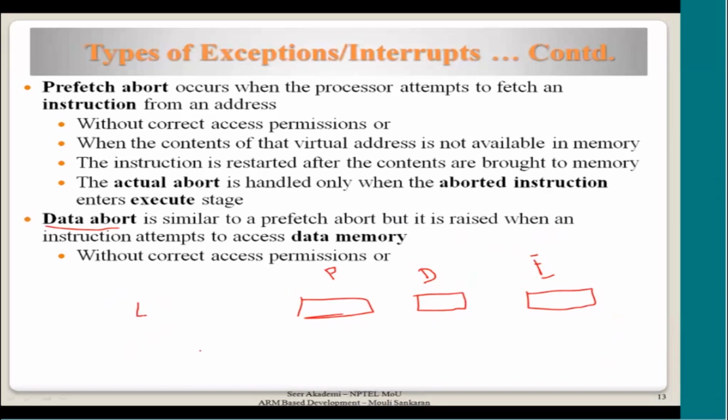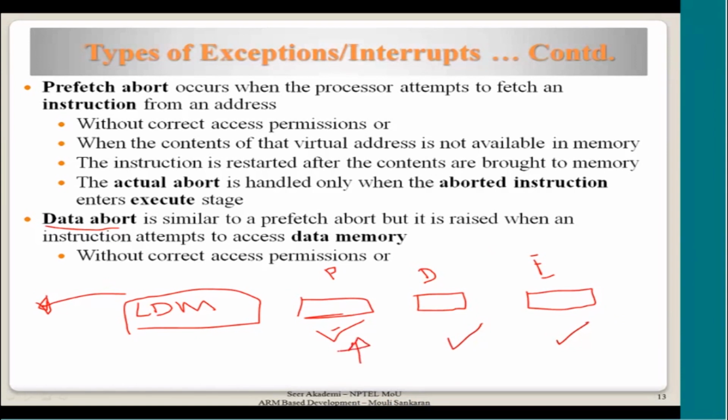Suppose I said when you are doing an LDM instruction, data abort can happen. But this LDM instruction can be in three stages, right? Given an instruction, it will come to the prefetch stage, then it will be in the decode stage for one clock, and then it will come to execute. When will the data abort happen actually? Can it happen here? Here only the instruction is getting fetched, actually data is not accessed. Please remember, accessing an instruction is different from accessing the data.